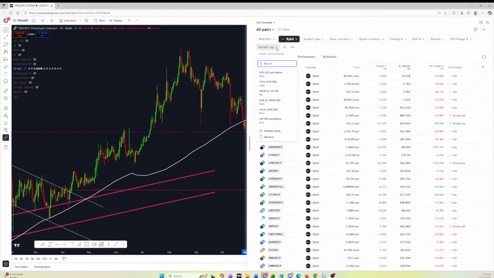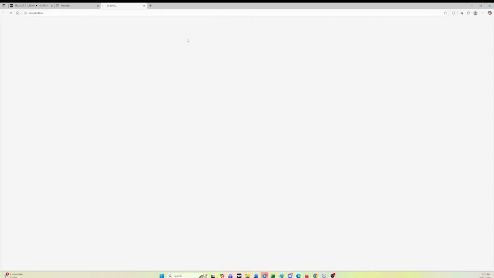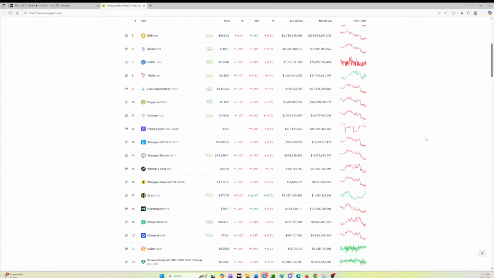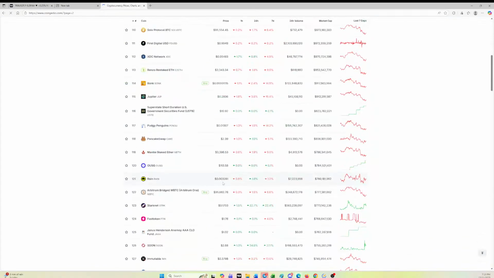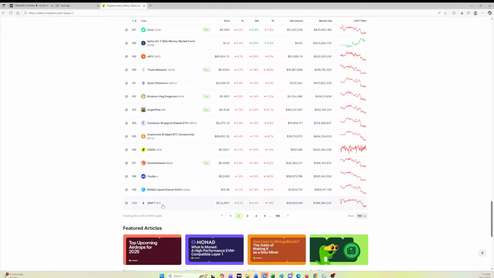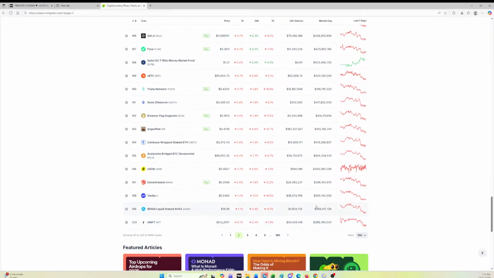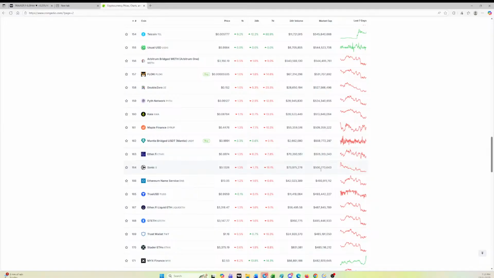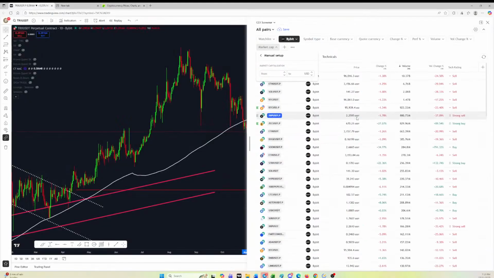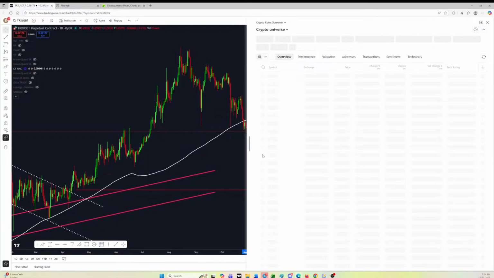I want a market cap that is above, probably in the top 200 cryptos. So to find that out, we go to CoinGecko. We go down to about 200, go on the second page, and have a look at the market cap for this. It's 388 million, so I might cut it at 500 million, which is about the top 160.